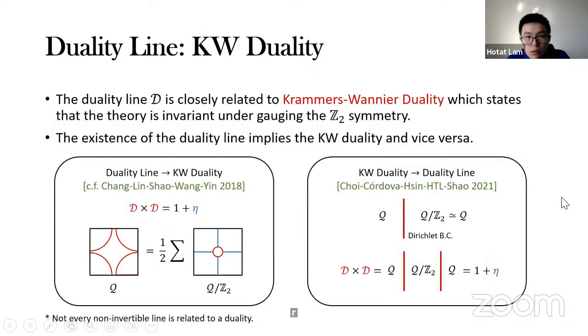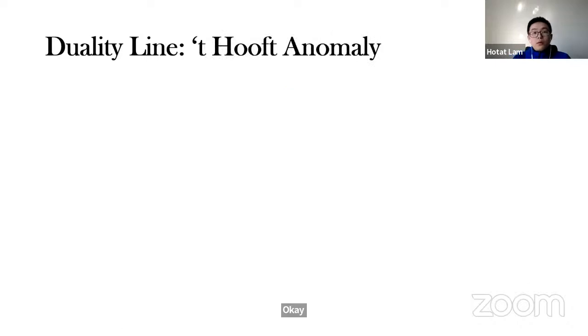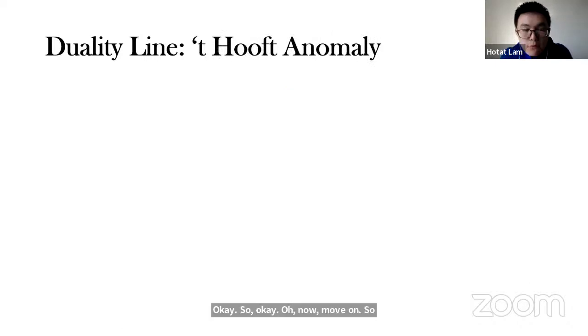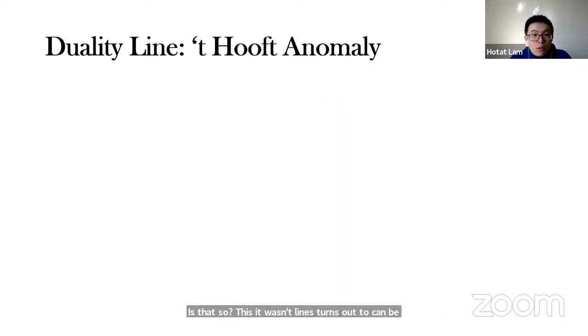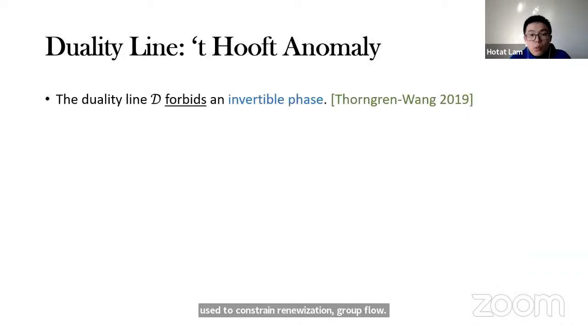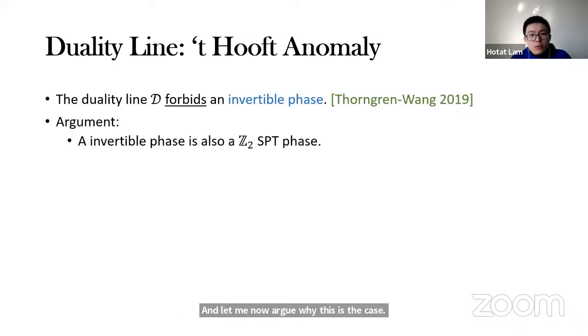Okay, so I'll now move on. I'm coming to one of the main points of today's talk: this duality line turns out to be usable to constrain renormalization group flow. In particular, this duality line is incompatible with an invertible phase. This statement is very similar to a statement in topology. Let me now argue why this is the case. The argument is the following. Suppose there's an invertible phase, then this invertible phase has to also be a Z2 SPT.